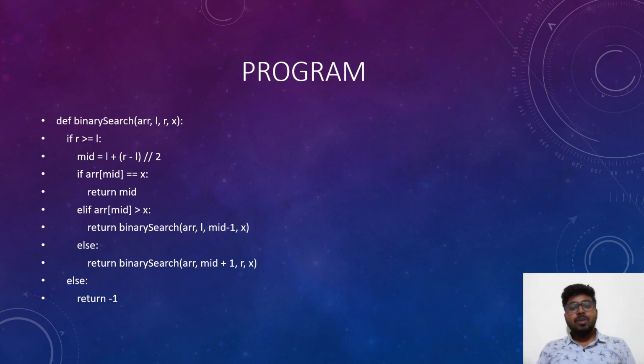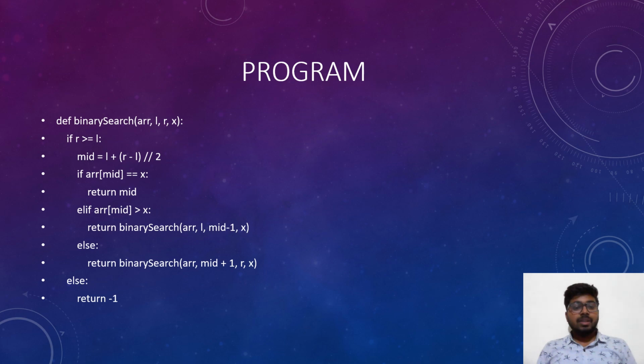This is an example of a program for binary search written in the Python language. We will take the input parameters into a function: the array, the left, the right, and the key element which needs to be found. We will keep a condition if r is greater than or equal to l, which checks whether we have found the element or not. If r is less than l, we can say that the element is not found in the array.